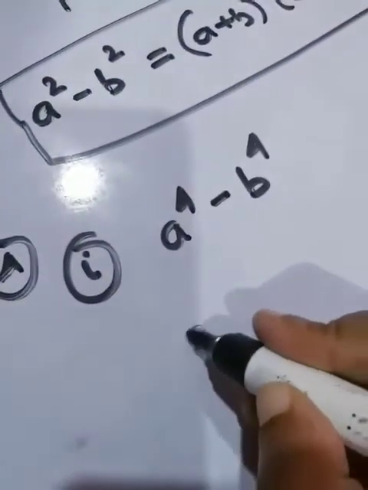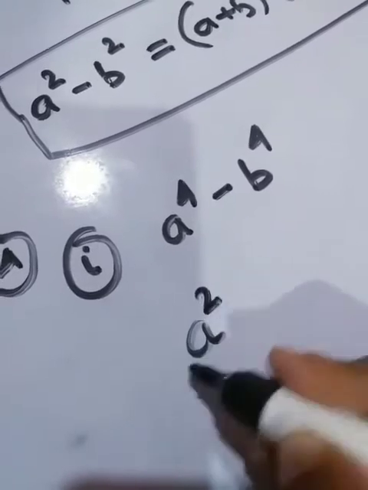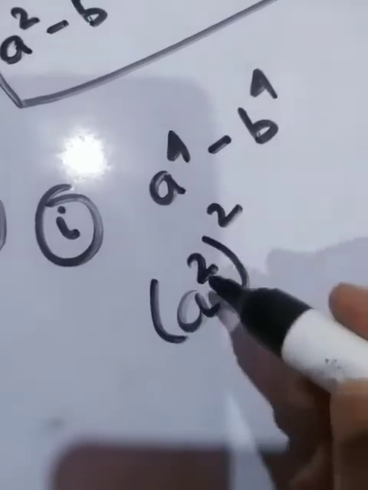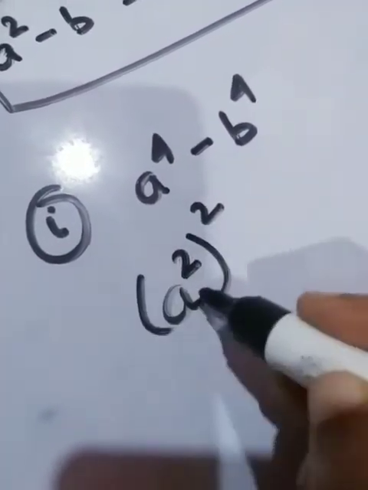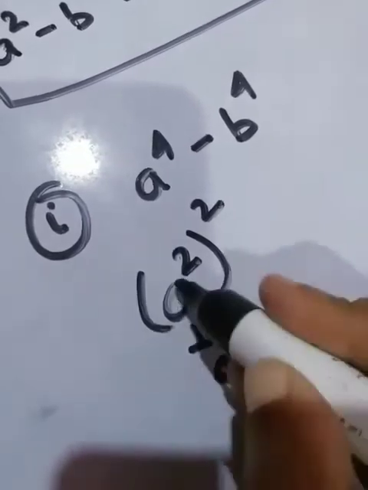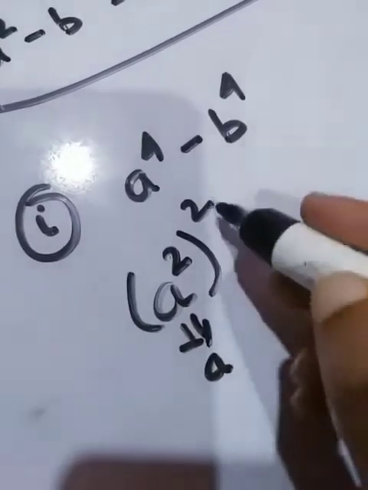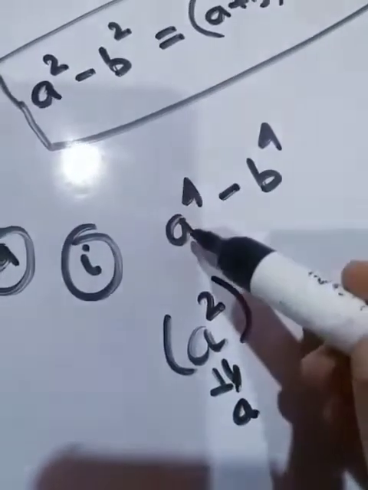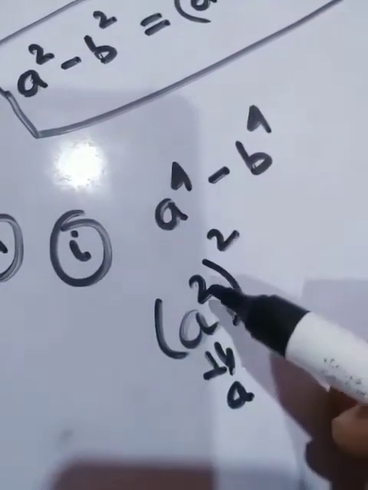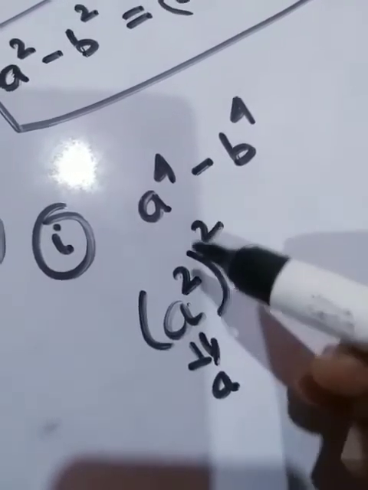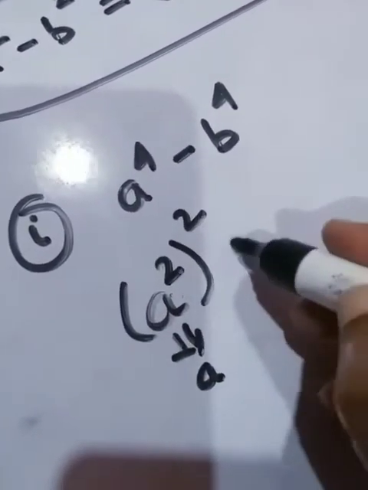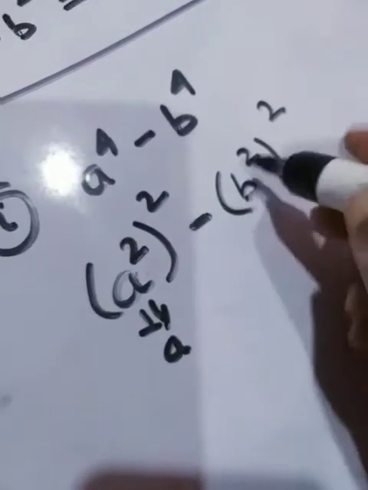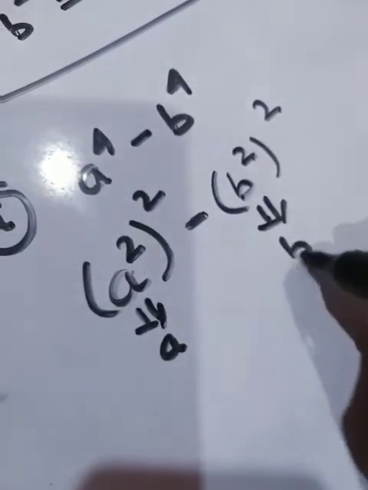How to do that? We'll write a square here and another square outside the bracket. So this whole part which is inside the bracket will be considered as a, that is, a square is a. Two 2s are 4, so I've converted this a to the power 4 into the form of a square. Similarly, we'll change this b to the power 4 as b square to the power square, so this b square will be considered as b.